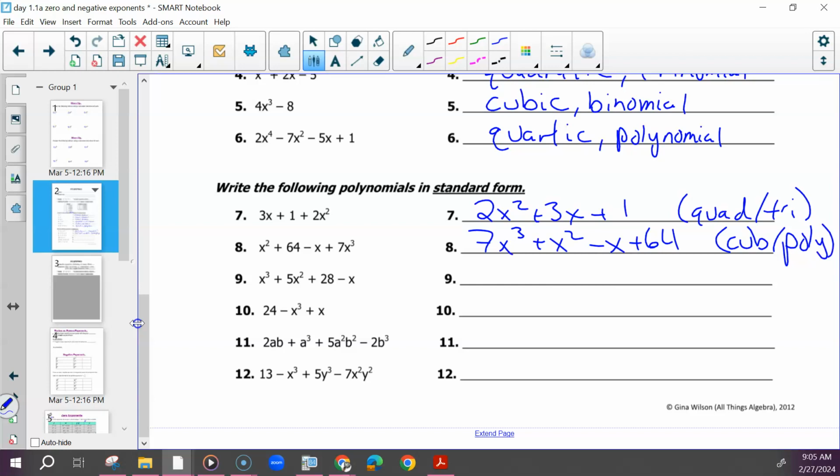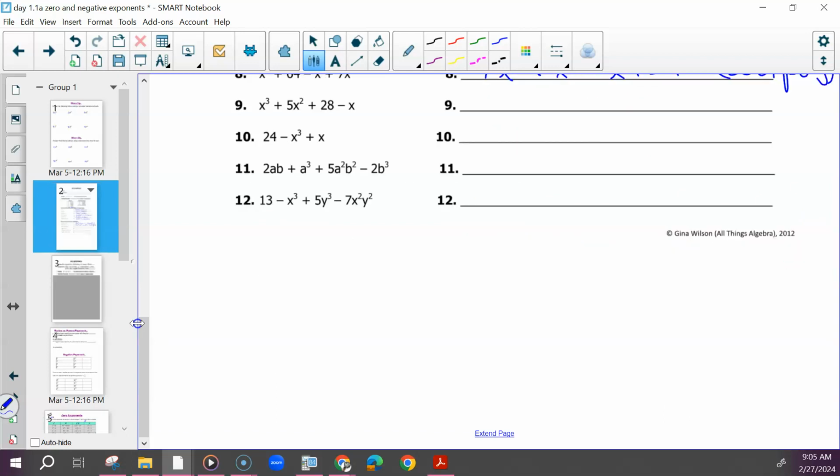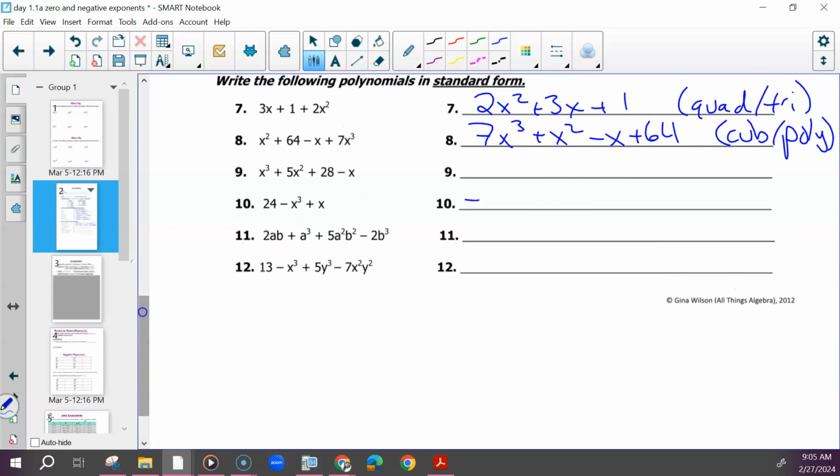We're going to skip 9, go on to 10. What would go first? Negative x cubed. And then plus x. Even though next would technically be something squared, don't put in something that's squared if you don't see something there. And then our plus 24. Degree and number of terms? Cubic trinomial.